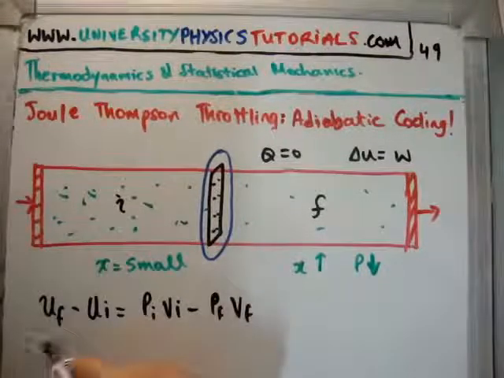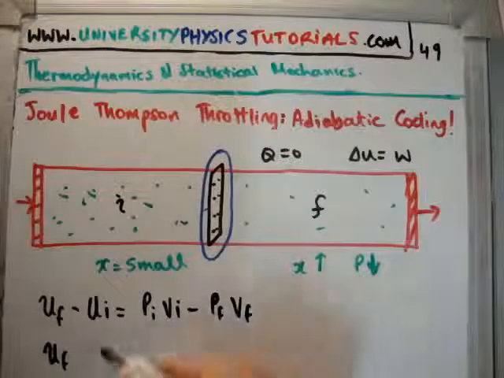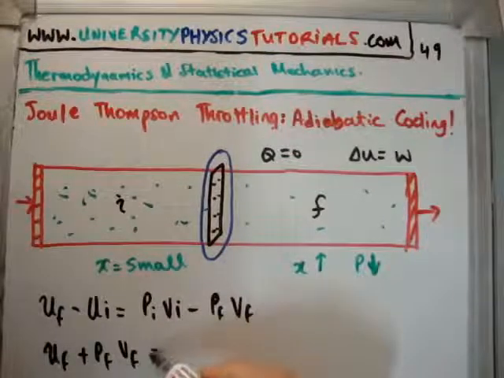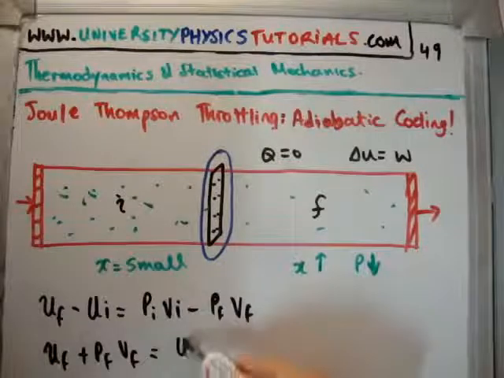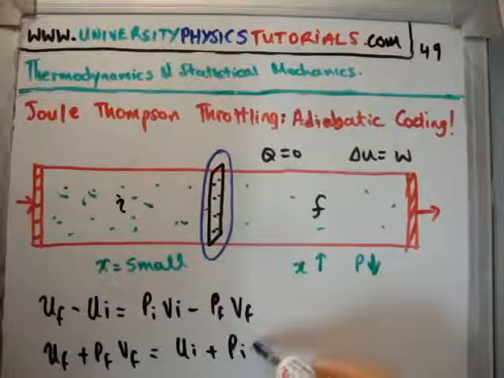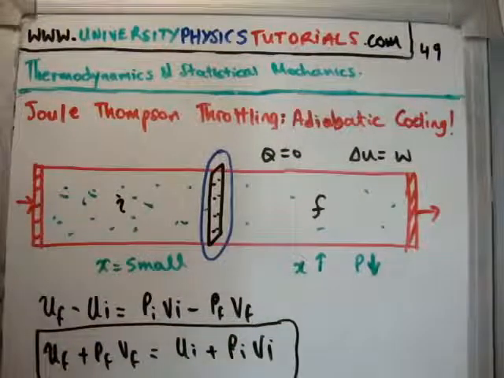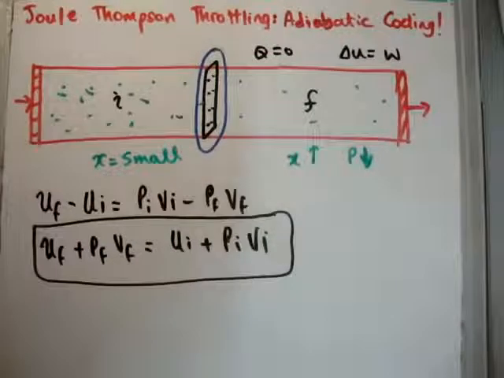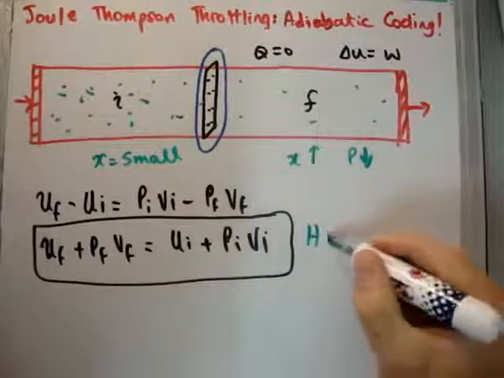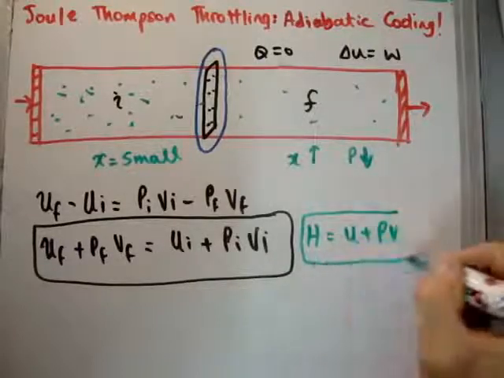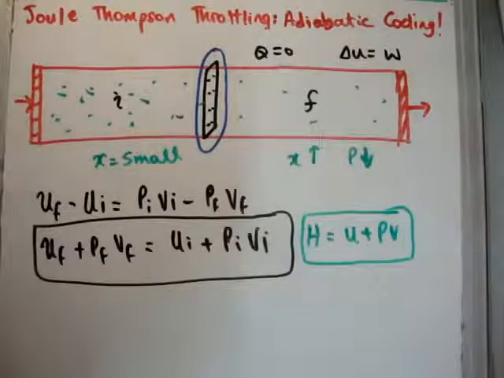Simple. So let's rearrange for the final and the initial variables, and we get PF VF plus UF is equal to UI plus PI VI. Now, I hope you will realize that what we're actually looking at here is the enthalpy, because the enthalpy H is equal to U plus PV. So it's the internal energy plus the energy required to make room for your system. I think that's video number 8, but I'm not too sure.